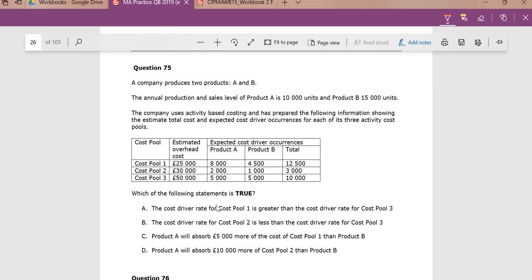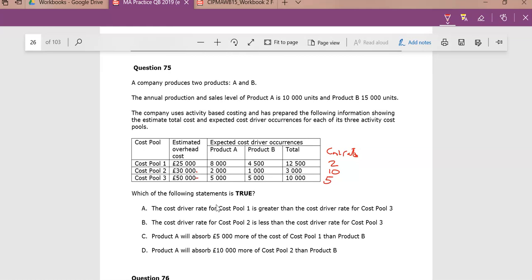It's very similar to what we did in an earlier question. But let's just analyze it again. Let's find the cost rate. I sort of know where they're going now, so I'm just going to find the cost rate first. And the cost rate here is 25,000 divided by 12,000, right? That's 2 pounds. 30,000 divided by 3, that's 10 pounds. 50,000 divided, and that's 5.